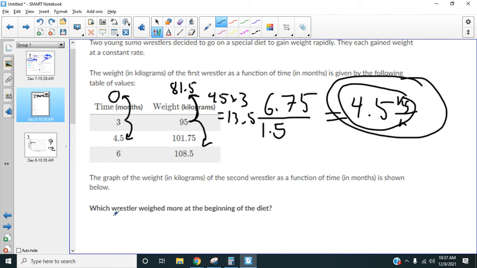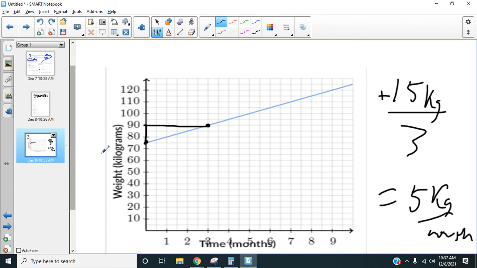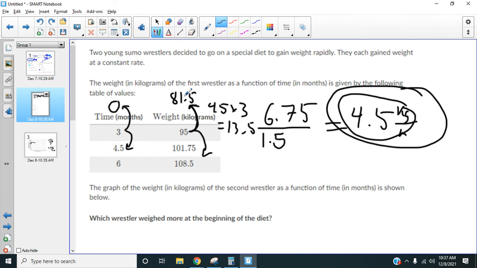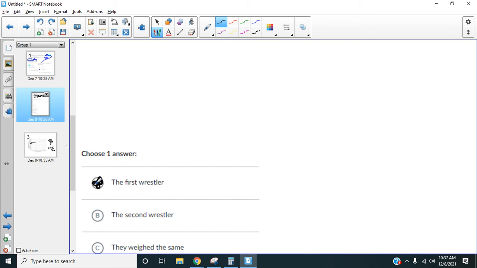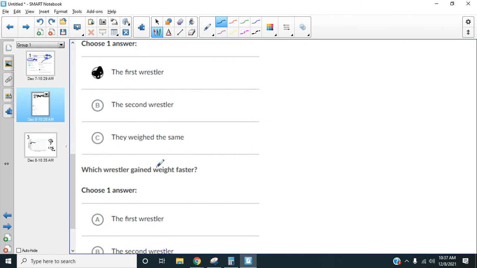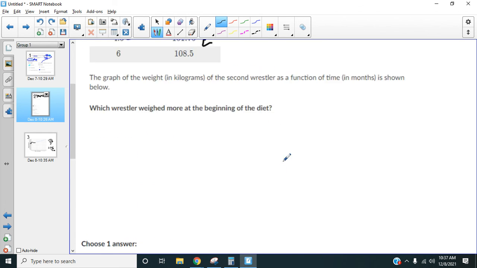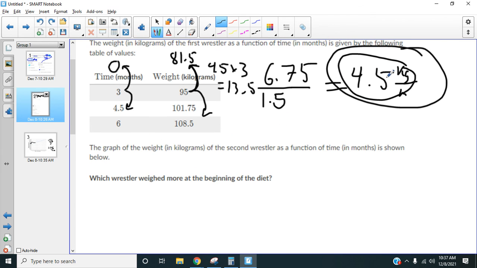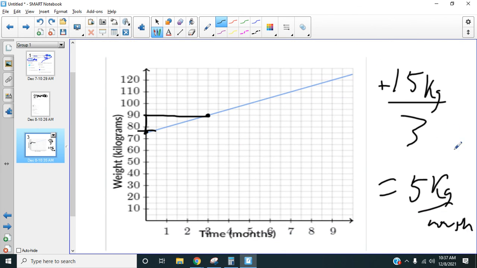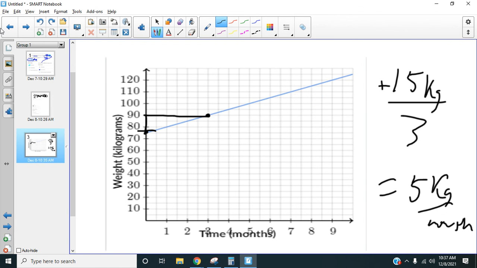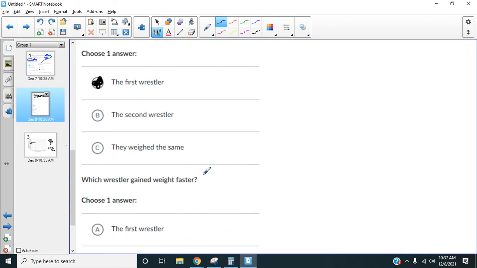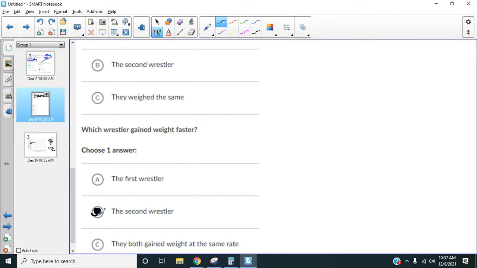The question said, which wrestler weighed more at the beginning of the diet? Where did this one begin? 75. So we have 75 versus 81.5. So this is wrestler 1. Yeah, that's what they're calling wrestler 1. Which wrestler gained weight faster? We just answered this one, right? We had 4.5 kilograms a month versus 5 kilograms a month. So in that case, the second wrestler gained weight faster.